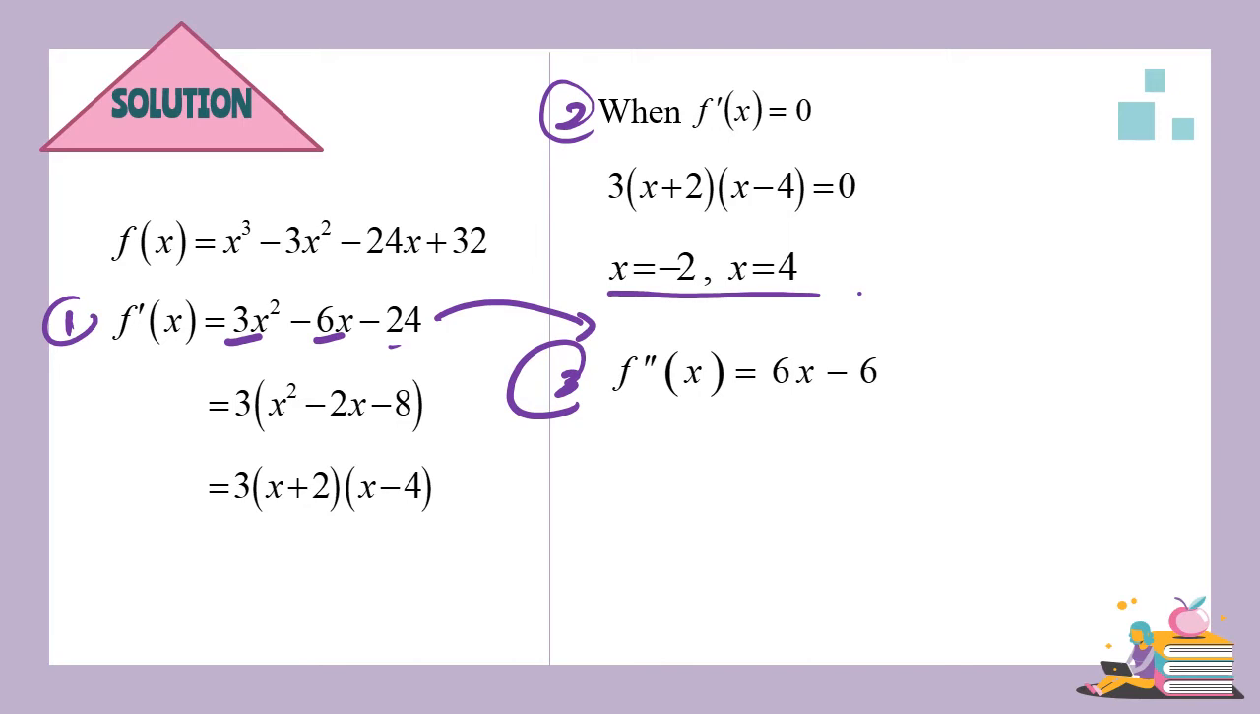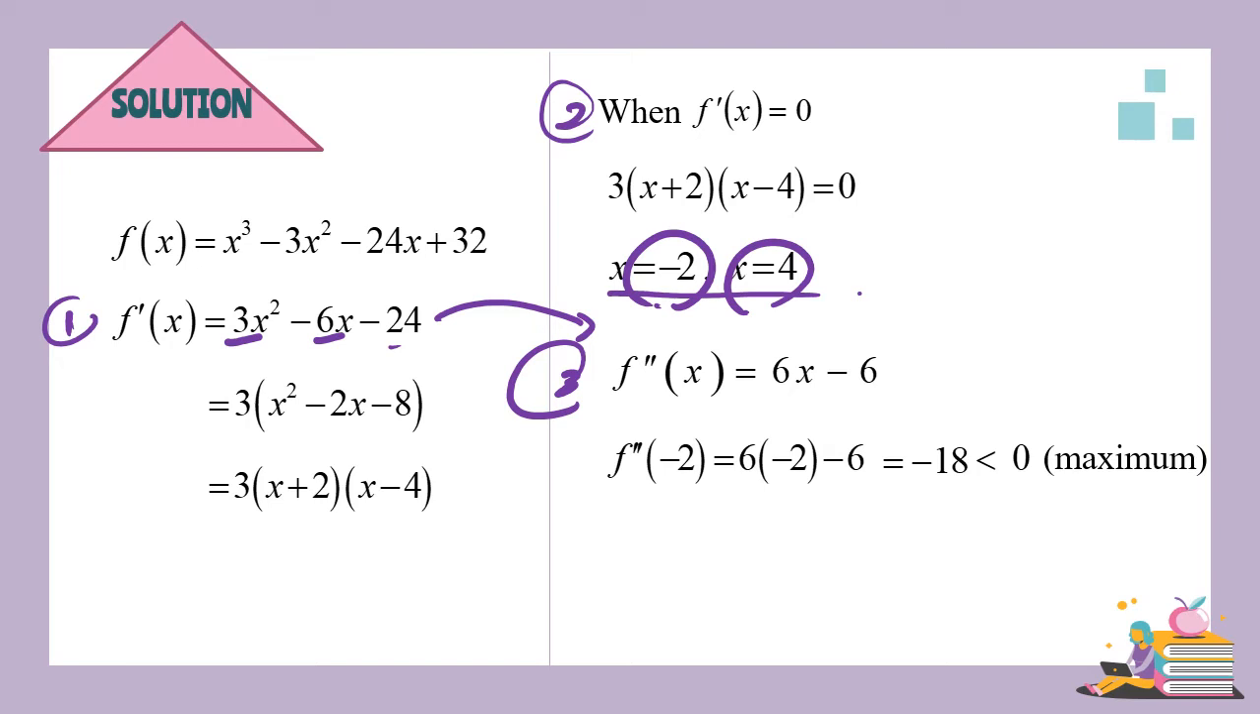To determine the extremum, we just substitute both of the critical numbers. We get f double prime of negative 2 equal to negative 18, which is less than 0. What can we conclude? This is a maximum point. And for f double prime of 4, we get 18, which is more than 0, so 4 will be a local minimum. So what is the conclusion?